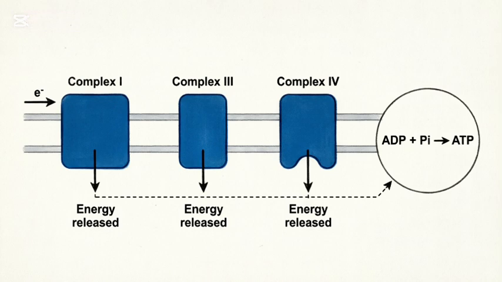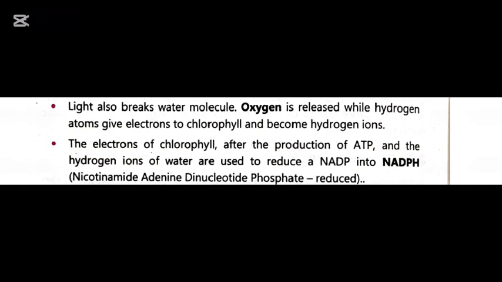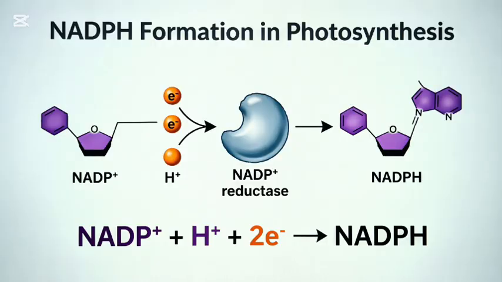Again, you can see the electrons move across the electron transport chain and release energy, and this energy is used to form ATP. Now, in the final step, the hydrogen ions and the electrons are used to reduce NADP into NADPH, nicotinamide adenine dinucleotide phosphate, which will later be used to reduce carbon dioxide into glucose in the next phase of photosynthesis. Please see it again.